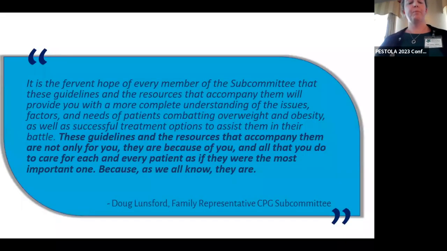I want to close with a quote from our family representative on the subcommittee, because I think he summarized it really well. It says it is his fervent hope, and of every member of the subcommittee, that these guidelines and the resources that accompany them will provide you with a more complete understanding of the issues, the factors, the needs of patients combating overweight and obesity, as well as successful treatment options to assist them in their battle. These guidelines and the resources that accompany them are not only for you, they are because of you and all that you do to care for each and every patient as if they were the most important one, because they are.